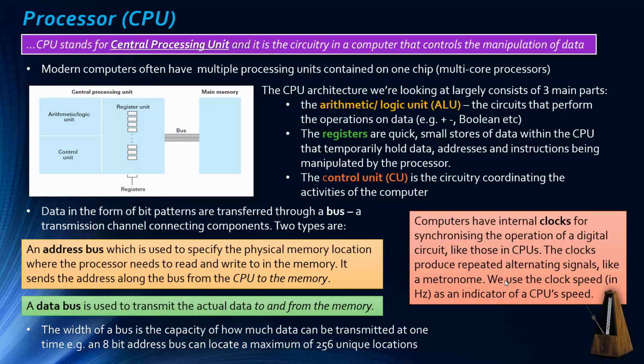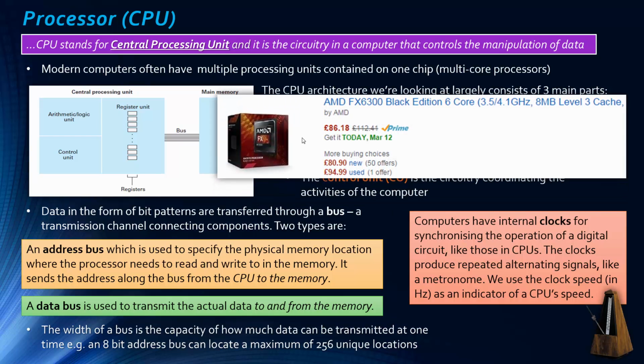It's often a crystal, and a crystal will produce alternating signals very, very regularly, like ones used in watches to regulate the time, but this is regulating a digital circuit. And we use the speed of this clock, measured in hertz, as an indicator of the actual CPU speed.